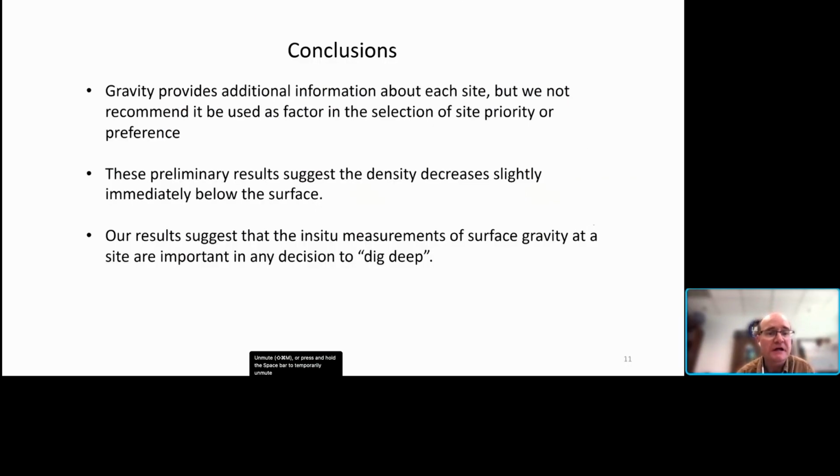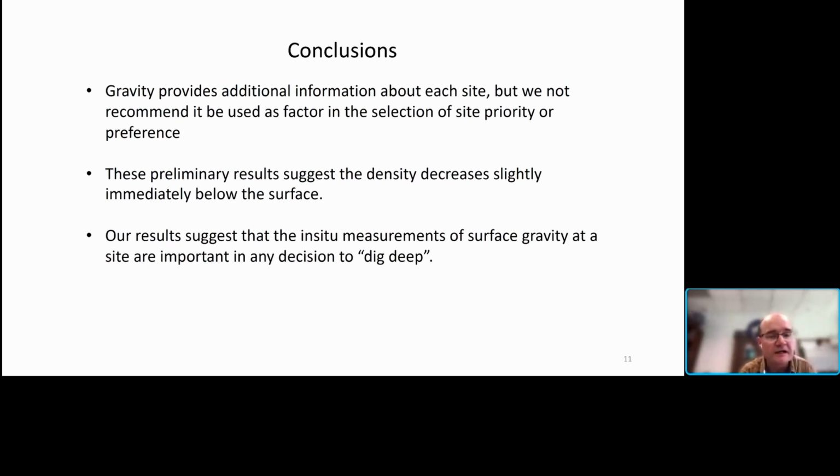So in conclusions, gravity, we think, provides additional information about each site. It's related to density. There's still a lot of work to be done, so we don't recommend it necessarily now as a factor to be used in the selection of priority of preference for sites. But the results are interesting. It suggests density might decrease slightly immediately below the surface. We see that elsewhere on the moon as well, but that's mostly under mare areas, for example. And of course, the results suggest that some in situ measurements of gravity might be important in order to have a look at the deeper structures in the moon.